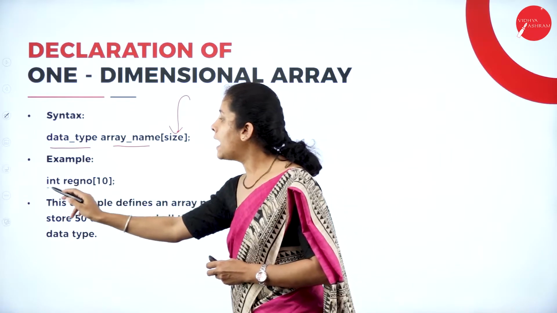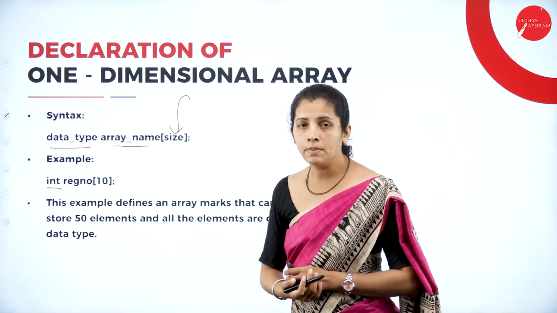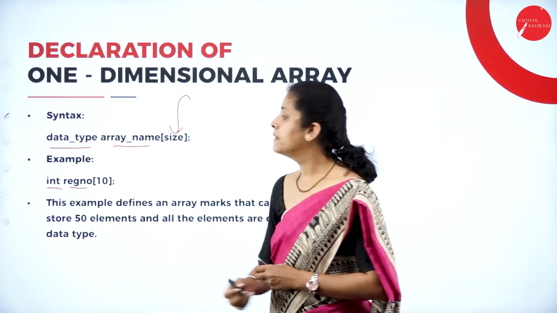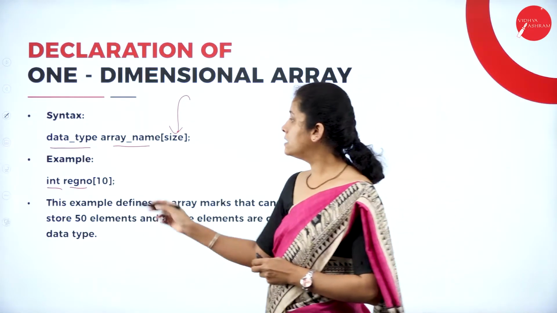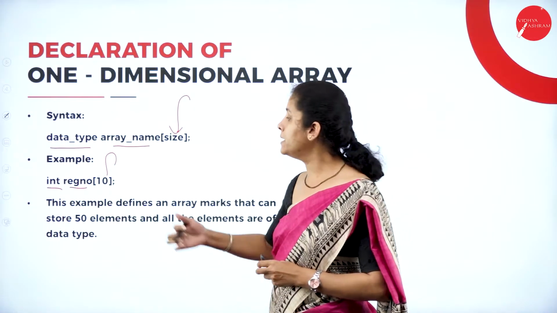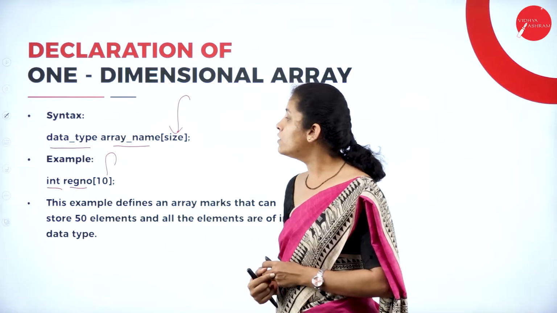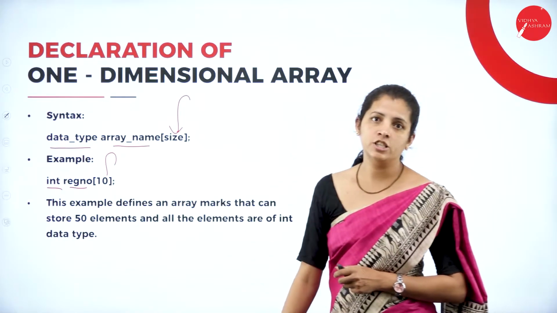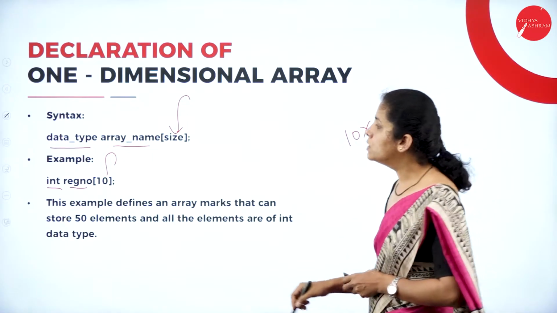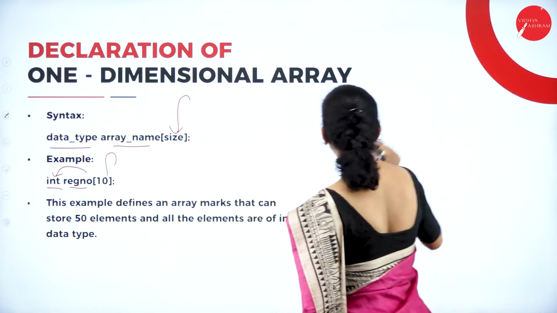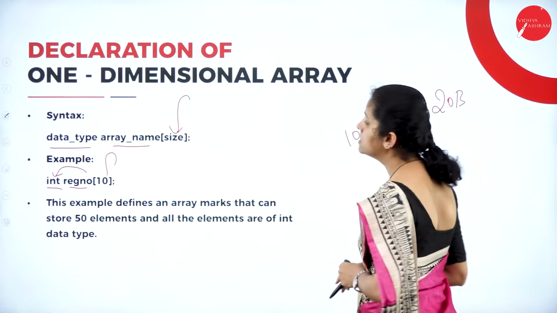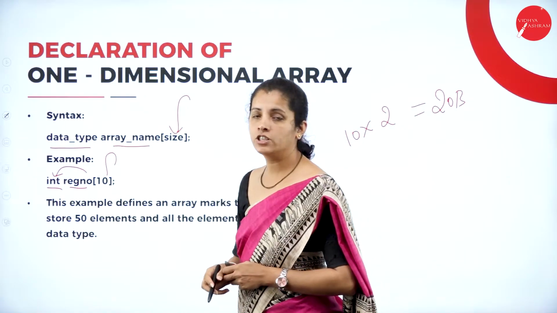Now, I have an example here. What is my data type? It is integer, and my array name is array, and it is capable of storing 10 elements. Now tell me, what is the memory reserved for this register number? That is 10 into the size of the data type, which here is 2. So 20 bytes of memory is reserved for this register number.